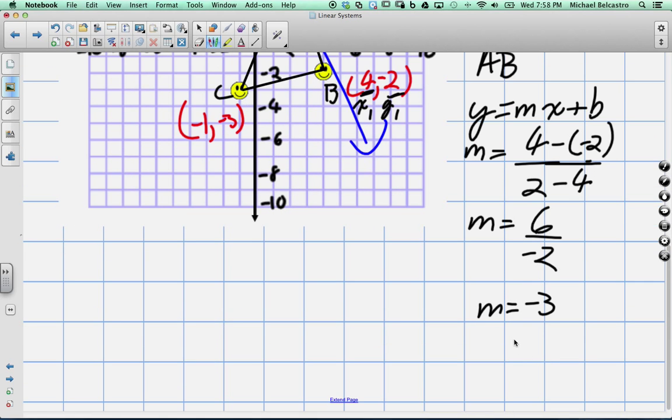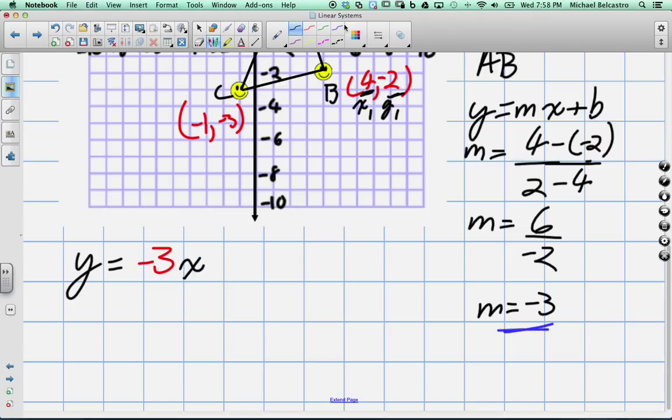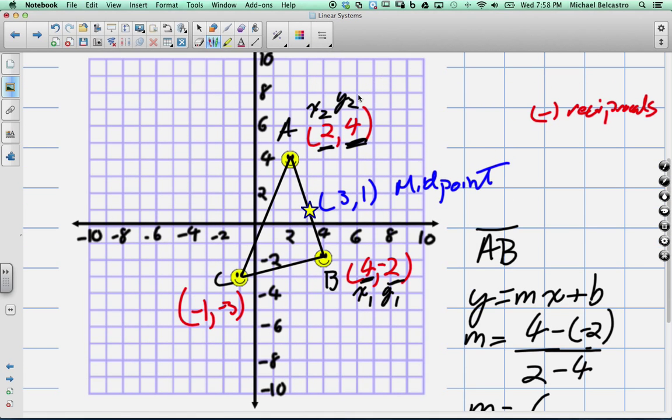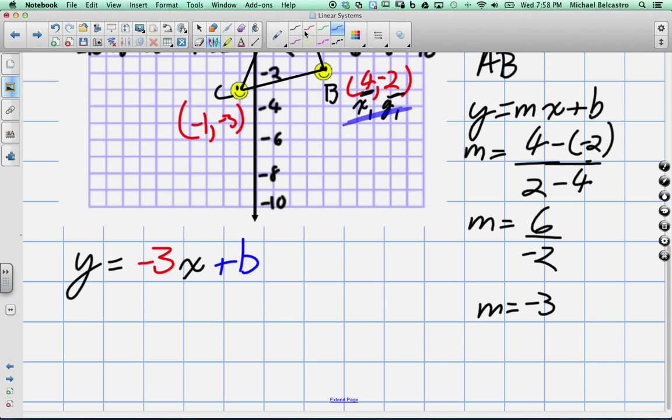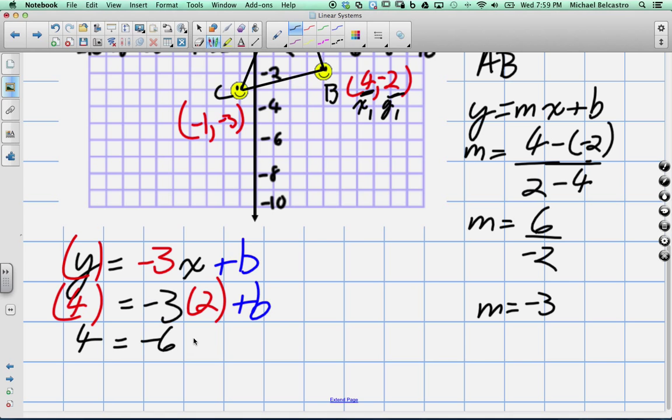Perfect. So we have our slope, but to actually get the equation, y equals negative 3x plus b, we need to solve for the b now. And we can take any coordinate along this line. I can take this one, I can take the midpoint, or I can take this one here. Which would you like to use? Point A? Okay, so let's use our A point, 2 and 4. X is 2 and y is 4. So we replace y with the number 4 is equal to negative 3 times x, which was the number 2, plus b. So we're going to isolate for b. So this becomes 4 is equal to negative 6 plus b.